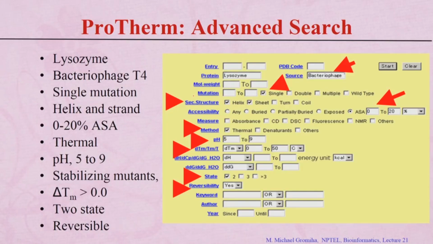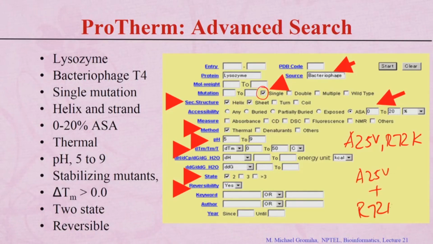For example, if you are interested only in single mutations, then you can click on single mutation. Then if you want to see the additivity effect of double mutations or multiple mutations, for example, if you have a double mutation, A25V and R72K, whether the stability obtained with this mutant is the sum of A25V plus R72K, we do not know. So if you want to do this analysis, you get the double mutant and get the single mutants, right, and add up these two and see how far you can relate.